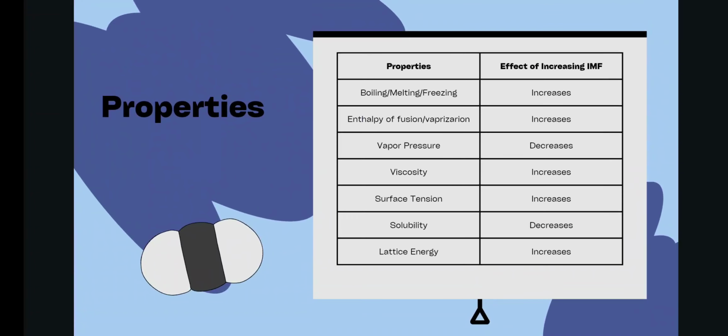Properties. This table shows properties and how they are affected by increasing the IMFs. Boiling point, melting point, freezing point, enthalpy of fusion/vaporization, viscosity, surface tension, and latent energy all increase when you increase the IMFs. Vapor pressure and solubility decrease when you increase IMFs.